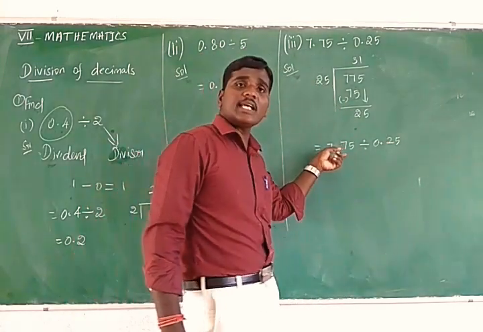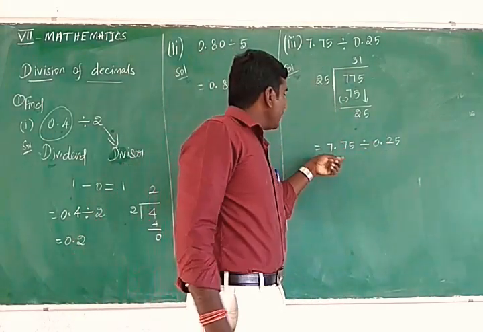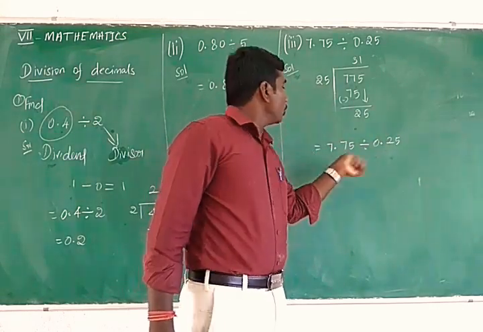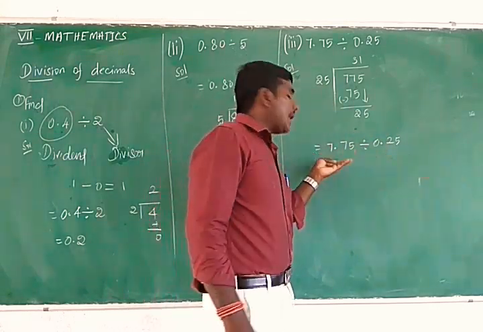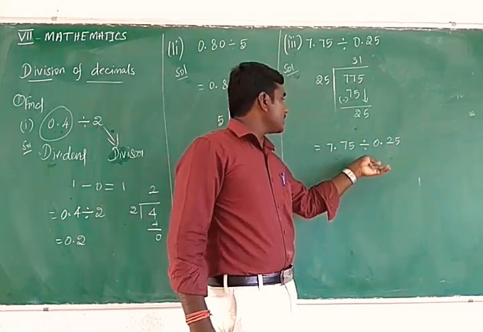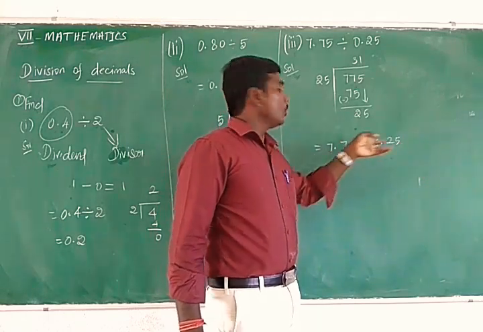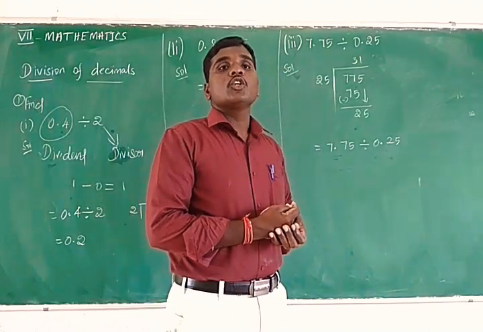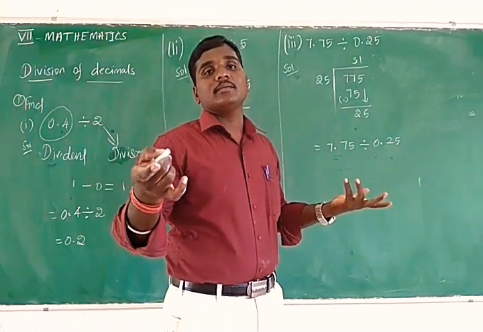Okay, here how many decimals are there? 2. Here how many decimals are there? 2. 2 minus 2: number of decimals in the dividend minus number of decimals in the divisor. 2 minus 2 is 0. So, don't keep that decimal.